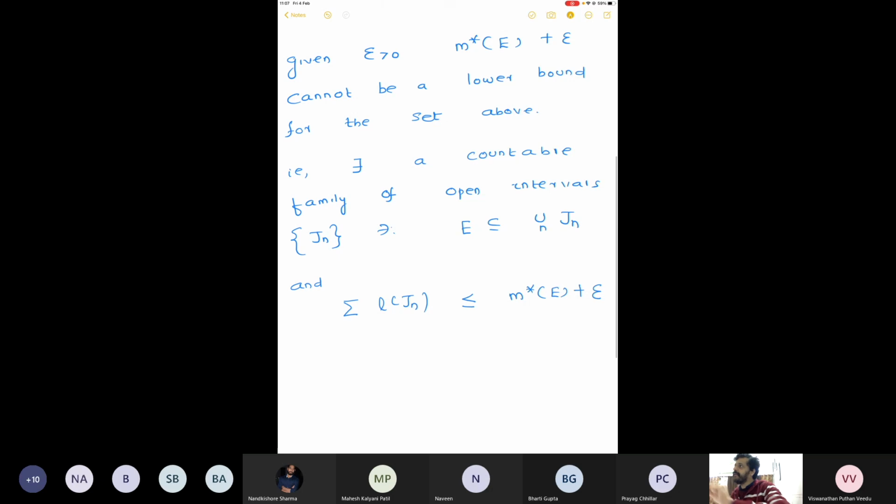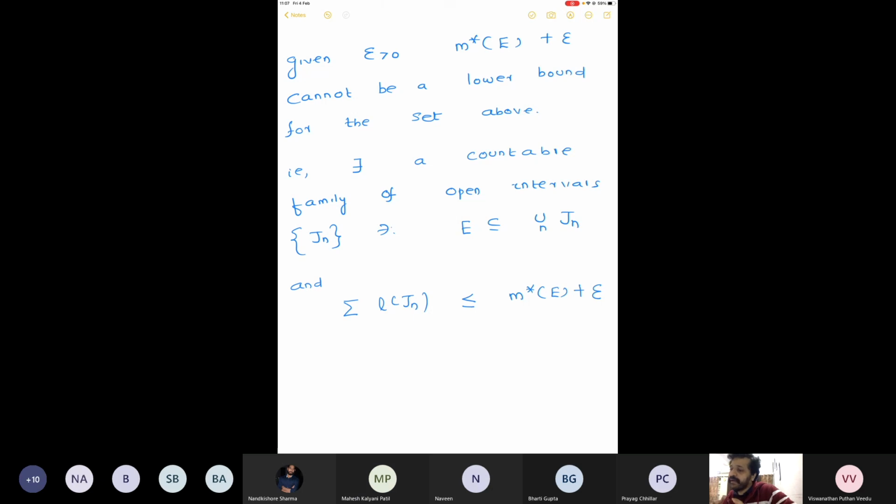You can find an element in the set which is strictly less than the greatest lower bound plus epsilon, because the greatest lower bound plus epsilon is not a lower bound. But here we are putting less than or equal to because m star of E can be infinity, the lengths of Jn can be infinity, and so on. So in order to cover that case as well, we put equality here. Is it clear? So this is just by applying the infimum idea.